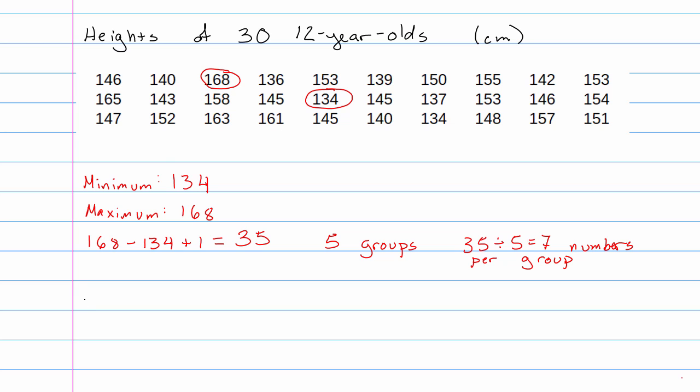My first group is going to be the numbers 134 up to, let's see, 134, 135, 136, that's 3 numbers, 137, 138, 139, that's 6 numbers, 140. To get 7 numbers in the group, I want the numbers from 134 up to 140.